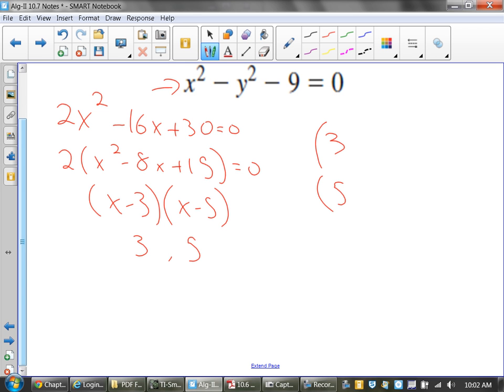I'll use this one. What I'll do here is say, well, if it's 3 squared minus 9, that equals y squared. So that's 0. So that's easy. If I do the same thing with the 5, I get 5 squared minus 9 is y squared. So there you get 16 is y squared. So you have plus or minus 4. So you just have to write it out twice.